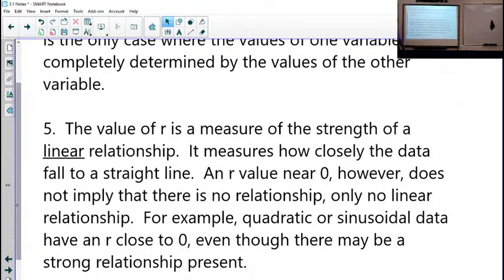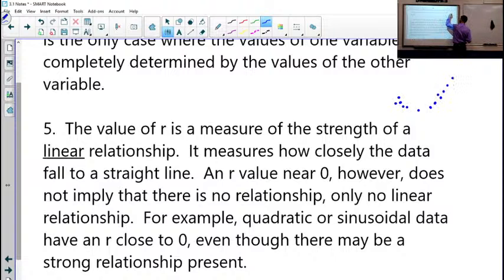And R shows the strength of a linear relationship. It measures how closely the data fall to a straight line. An R value near 0 doesn't imply that there is no relationship, only no linear relationship. So, for example, let's say that I had a set of points that looked like this. Not a linear relationship. And the line of best fit that it might come up with is something like this. And the R value is going to be not as good.